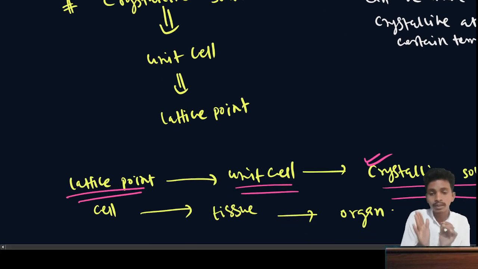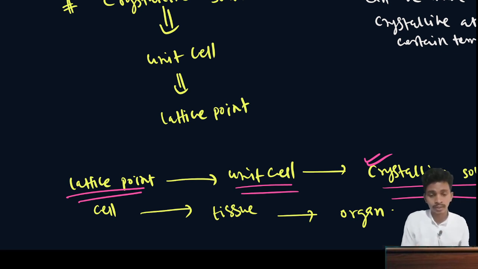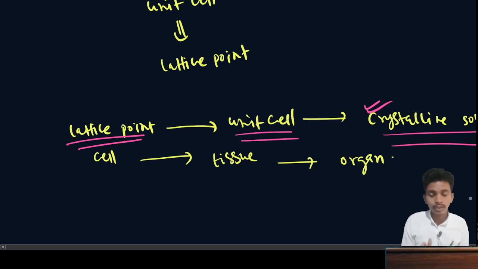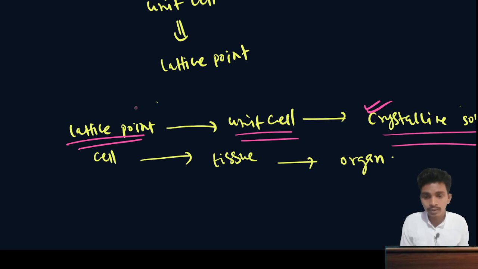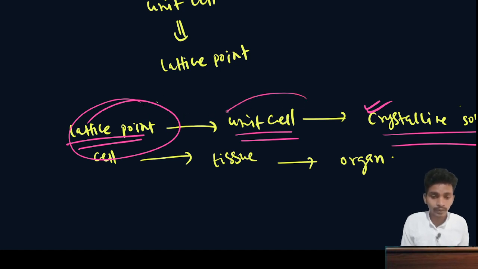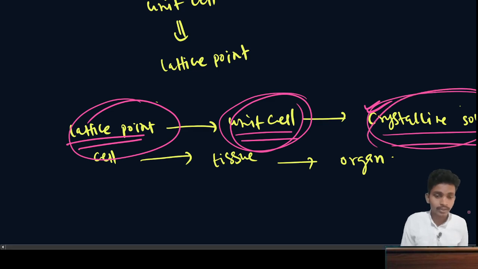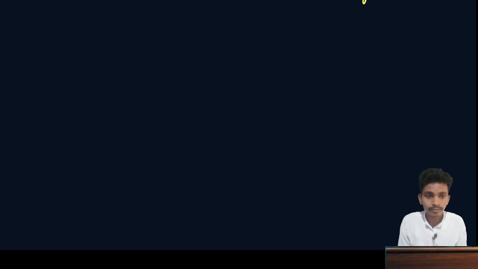So now in this solid state unit we will discuss crystalline solids. For making crystalline solids, what things are needed? First we need lattice points, and using these lattice points we will make unit cells. After that, from unit cells we will make crystalline solids. Now we'll discuss what we mean by lattice point, how we make unit cells, and how unit cells help to make a crystalline solid. First we'll discuss lattice points.